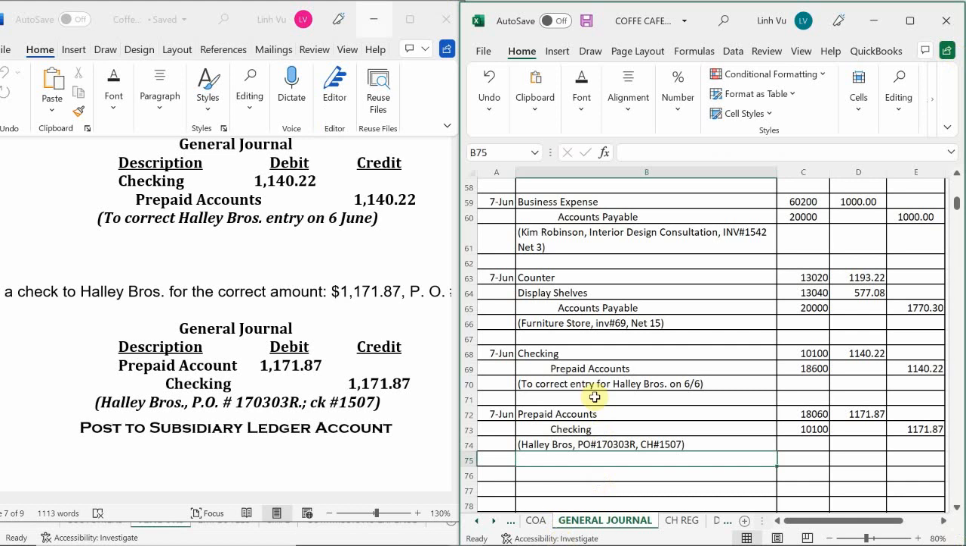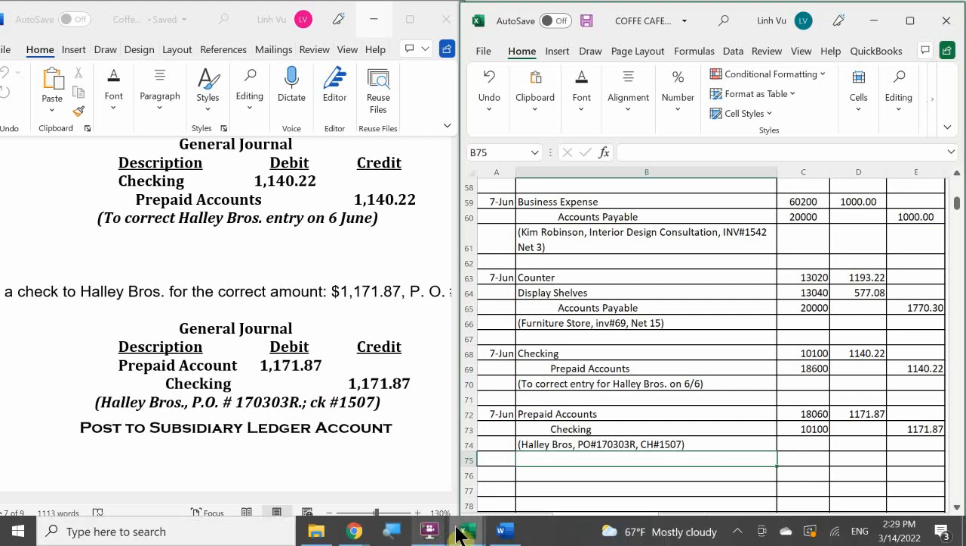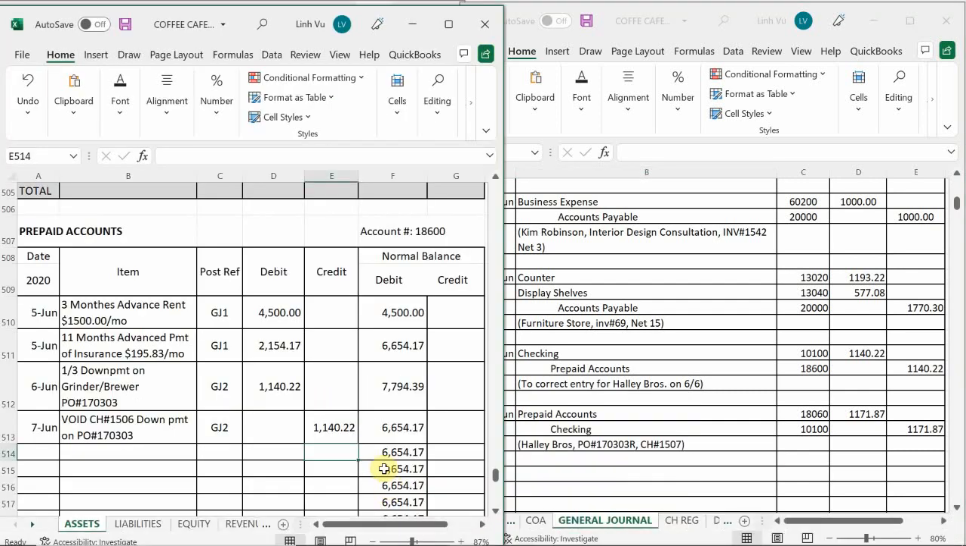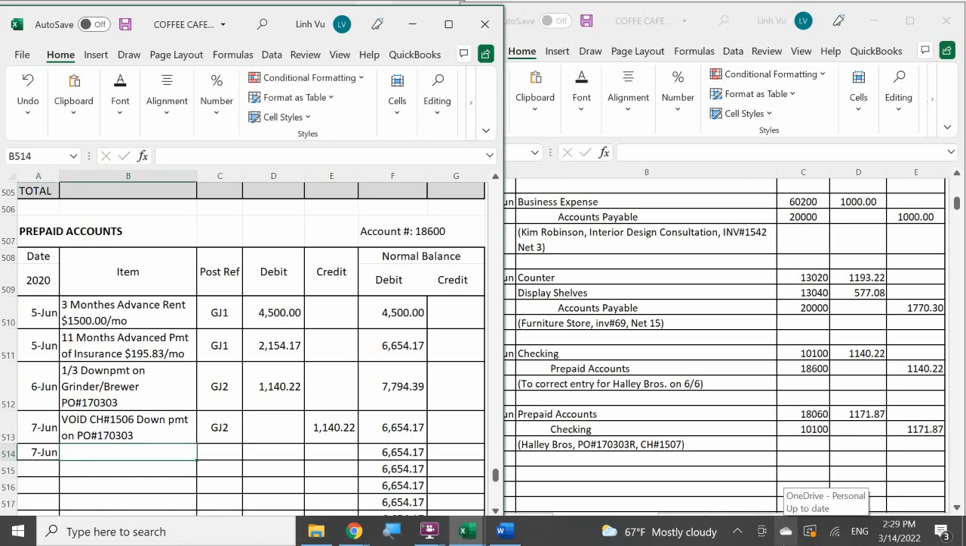So now that I got the check, I've already updated my journal. I already updated my purchase orders. Now I need to go ahead and plug those numbers into my ledger because now it's being updated for the correct amount. So in this case, I am here on the 7th. You're going to just go ahead and say 1/3 down payment on purchase order number 170303R. And if you want to put the check number, you can. It is up to you.